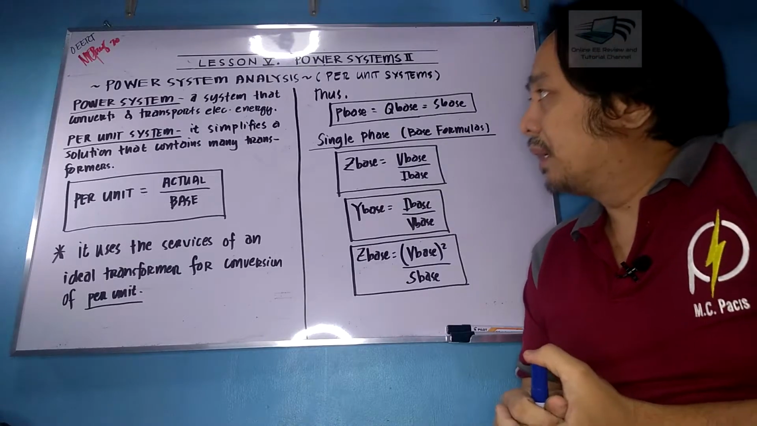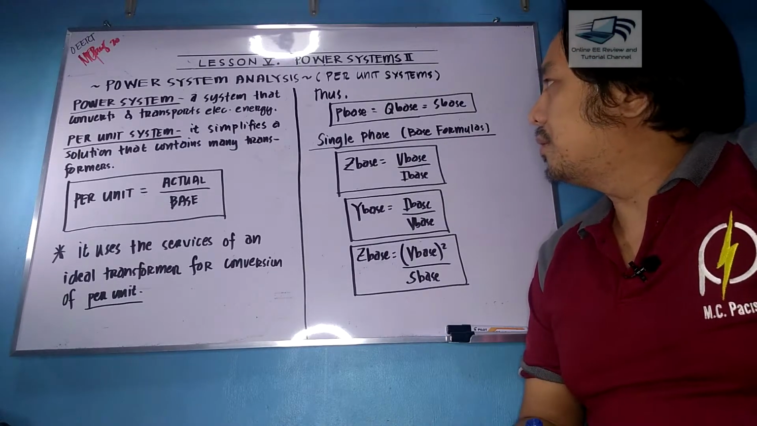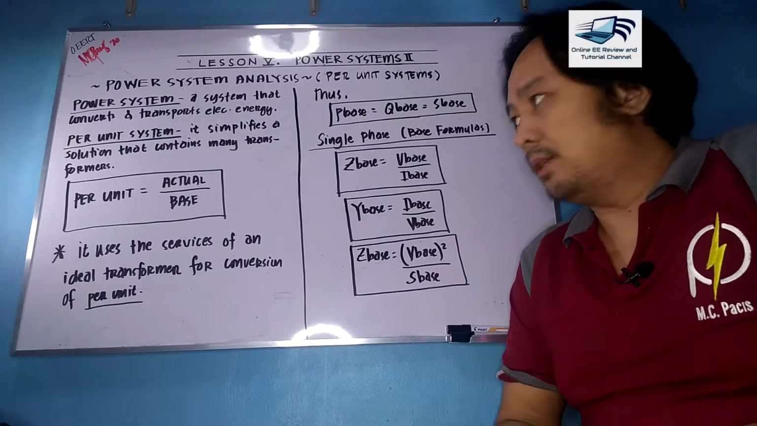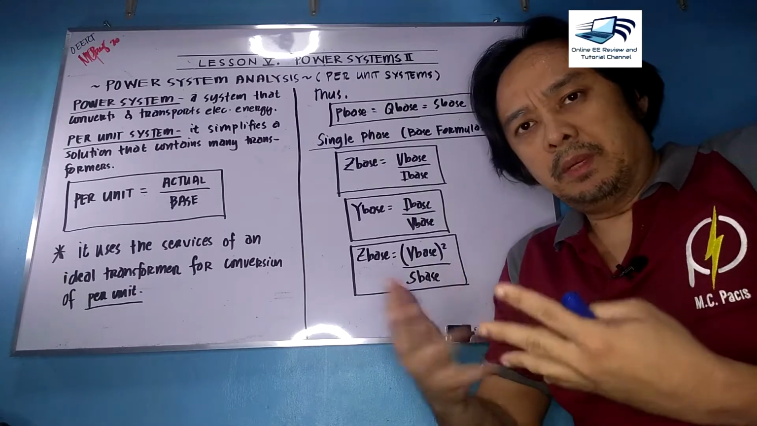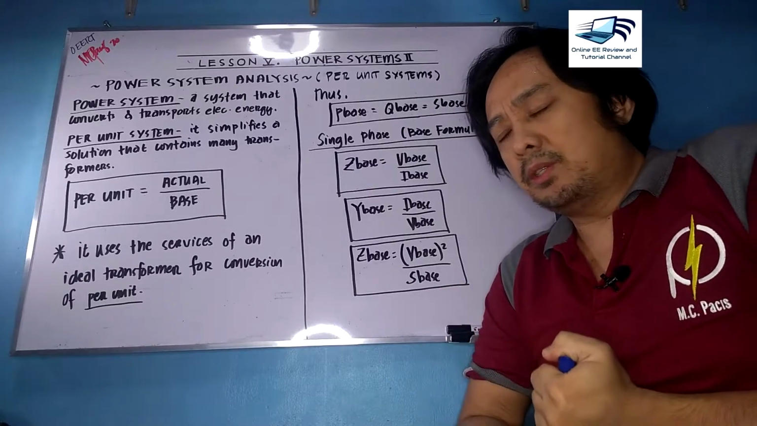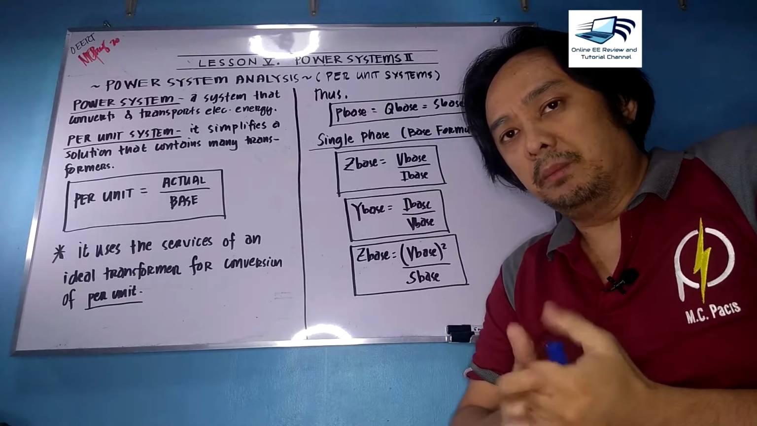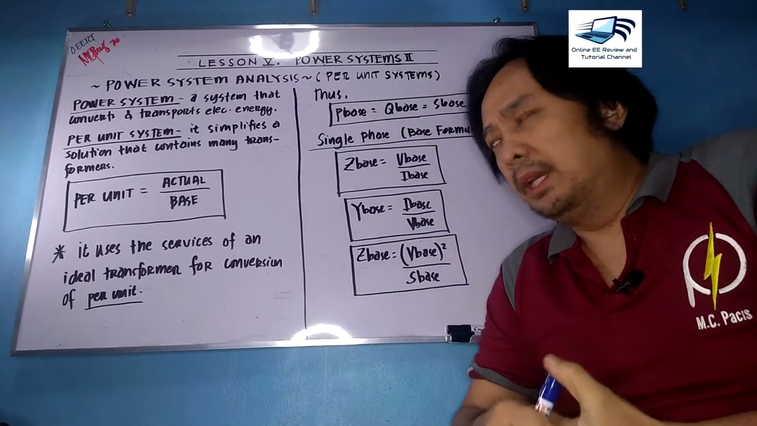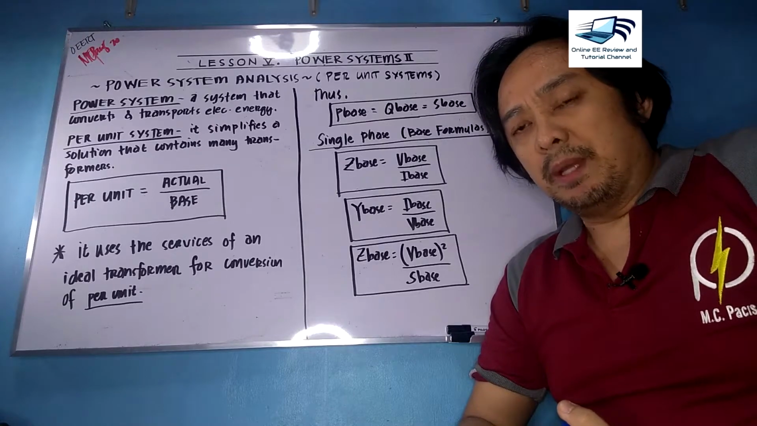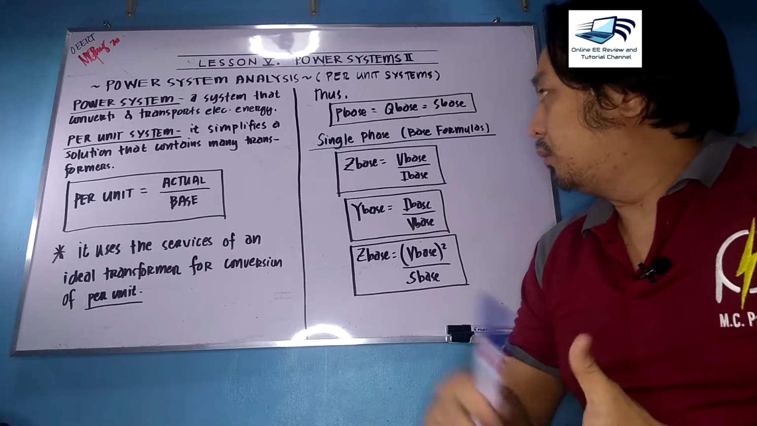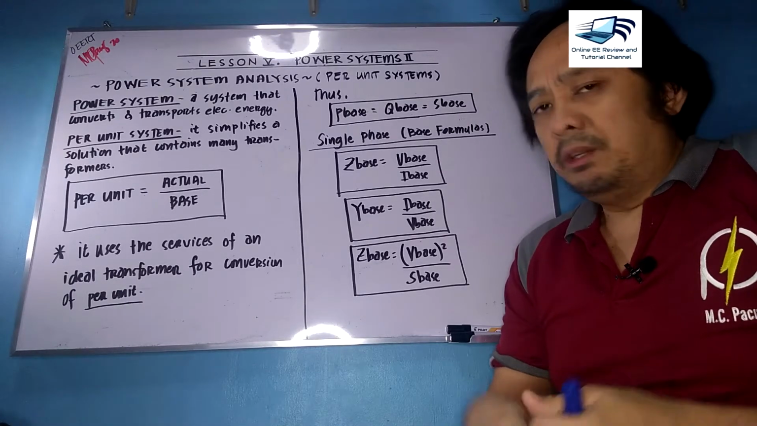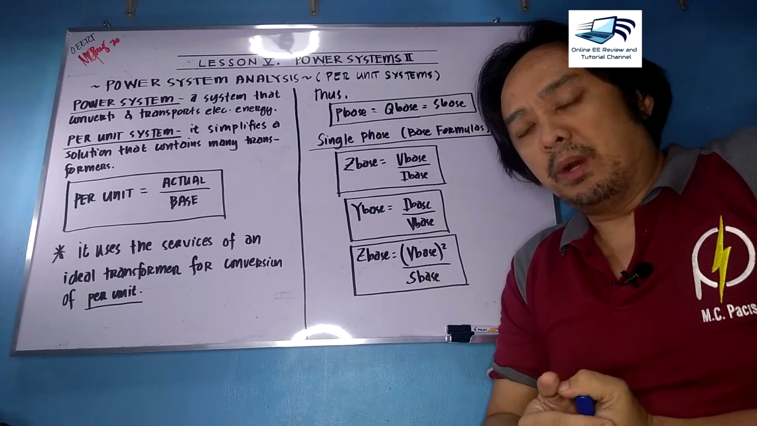So we will continue our discussion on per unit systems, and this is under the lesson of Power Systems 2, Power System Analysis. To recap what we described from the last slide, we described the per unit system and the single line diagram. Now we will discuss comprehensively the per unit system and its corresponding formulas, especially its application to single phase systems.